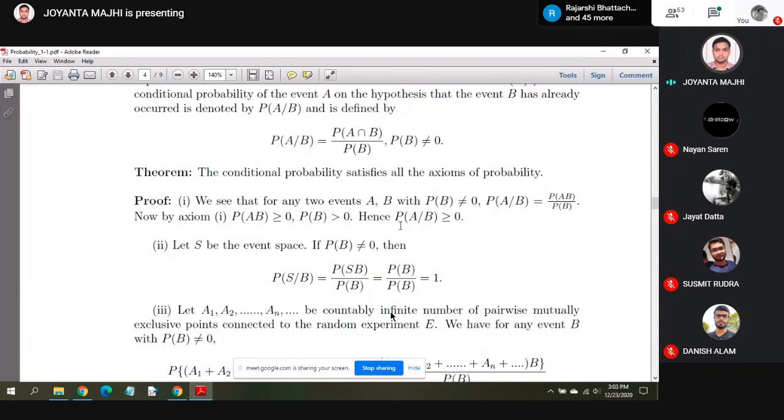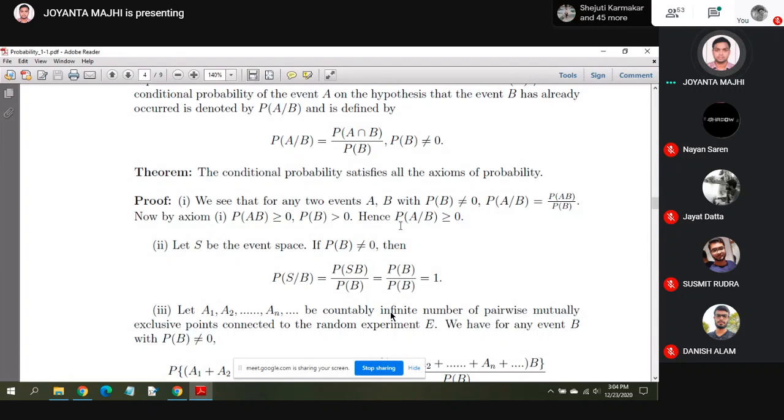The second one: if S is the event space of the random experiment E, and if probability of B is not equal to 0, then the conditional probability of S, on the hypothesis that the event B has already occurred, is equal to probability of S intersection B by probability of B.